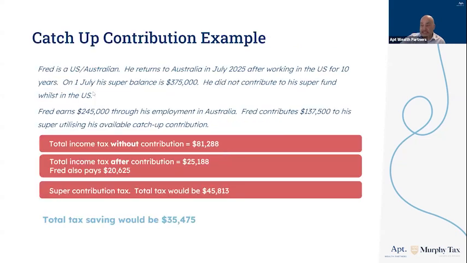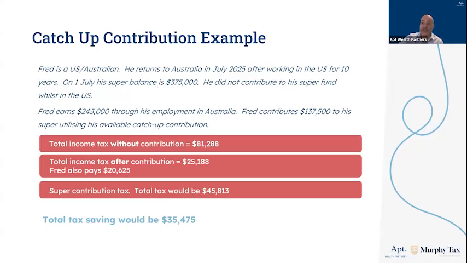Now, this is an example of how that catch-up contribution can work. So we've got an example of Fred, who is a US Australian. Fred's lived overseas for 10 years. He went back to the US, came back in July 2025, after 10 years of being in the US, and he hadn't been contributing to his super in that period of time. His balance was 375,000 at the commencement of the financial year.